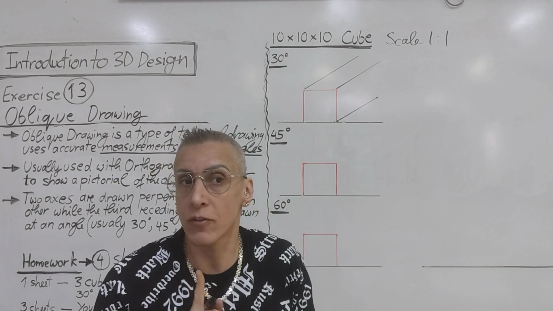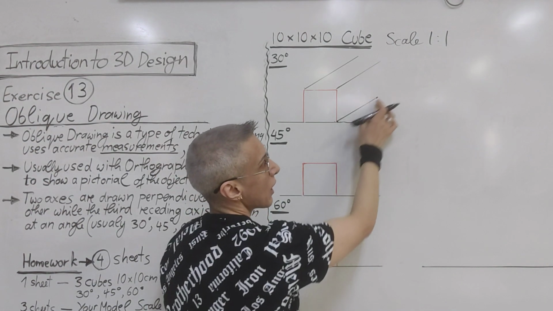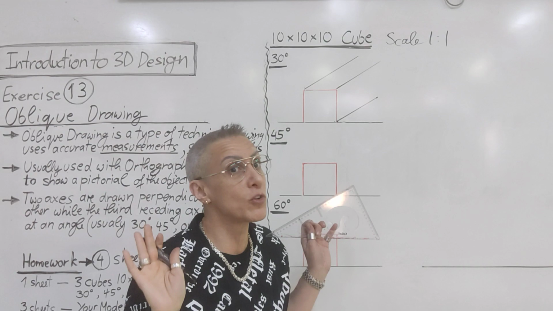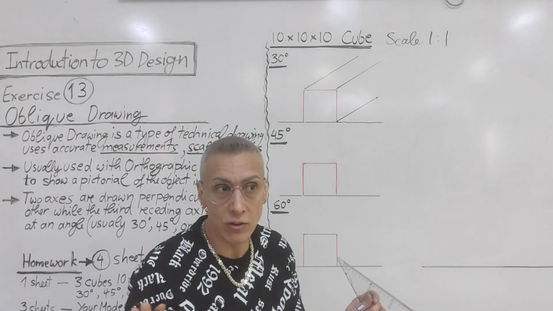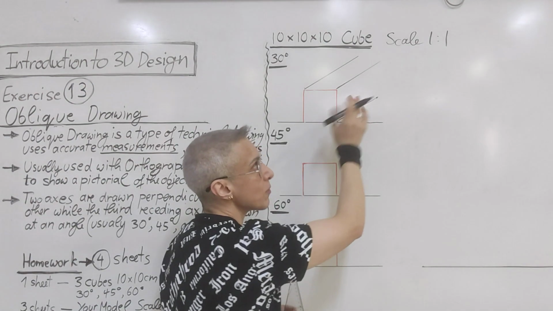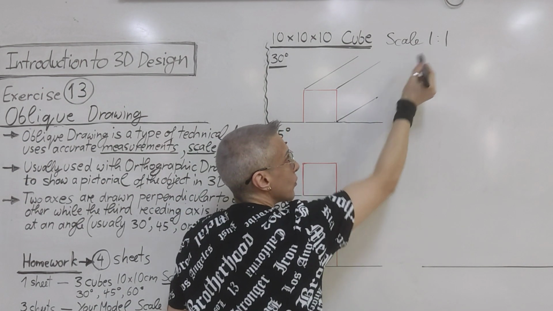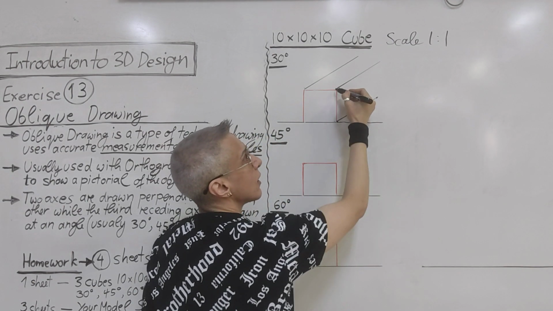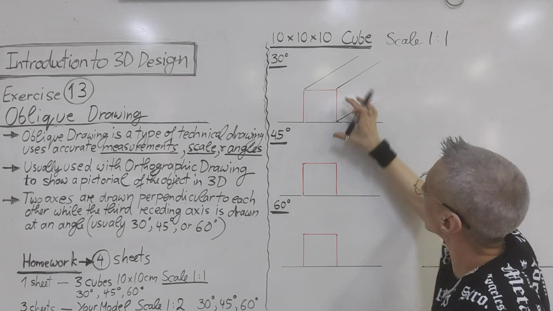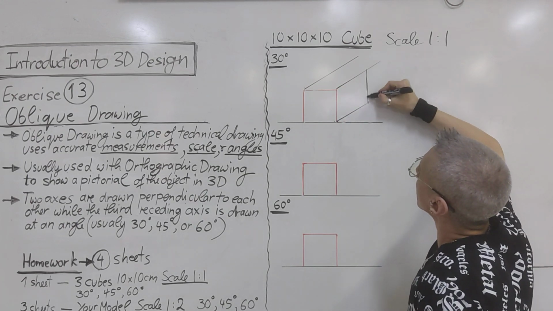This is not perspective. What happens in perspective? When we have a receding axis, it becomes shorter as we go to the vanishing point. Here we don't have a vanishing point. No vanishing point. So when we have a measurement, we put the measurement according to the scale. So 10 centimeter, 1 by 1 scale, this must be 10. From here to here must be also 10. So, for example, here 10, 10.